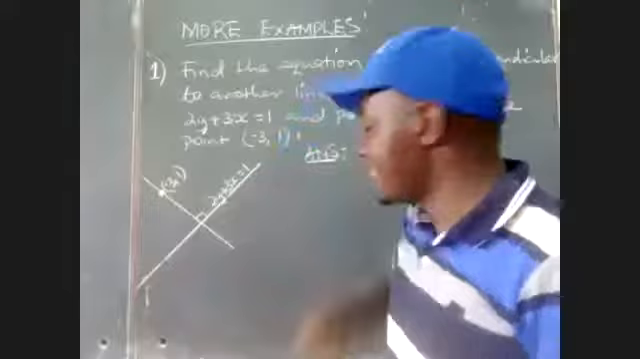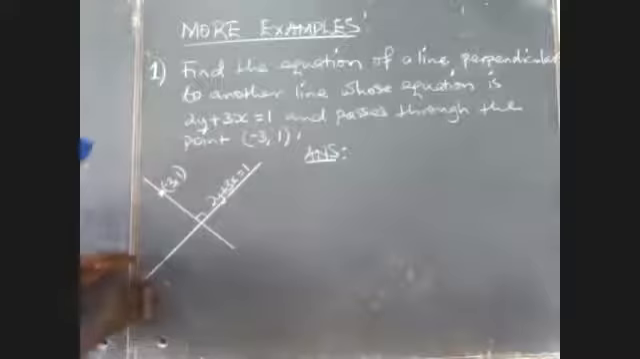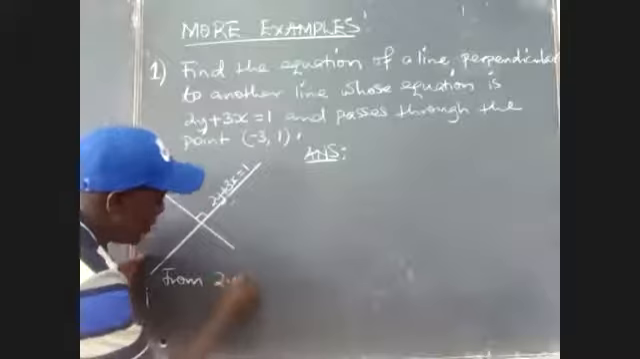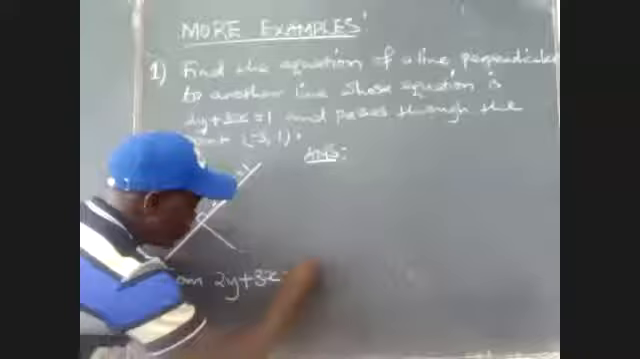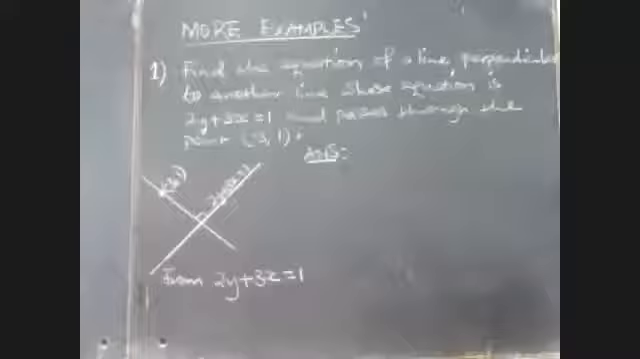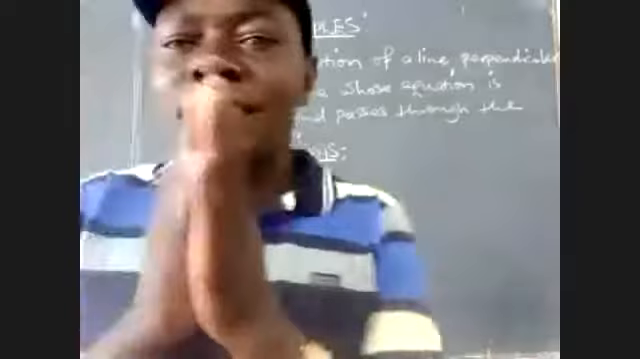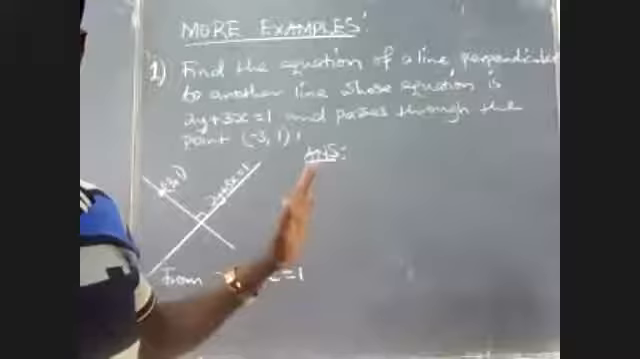That will be our m1. So how do we get the gradient of this line? We are given the equation of the line, 2y plus 3x is equal to 1. We rearrange it in the form y is equal to mx plus c. In other words, we make y the subject of this equation. We leave only y on the left hand side, and all the other terms should be taken to the right hand side.